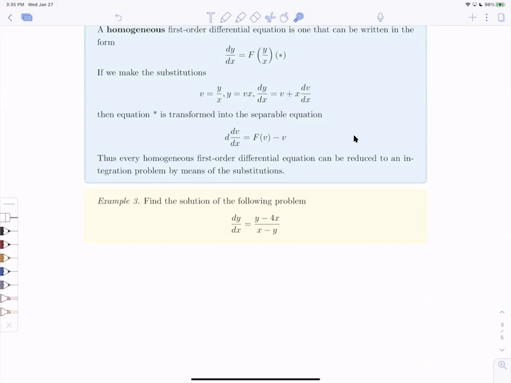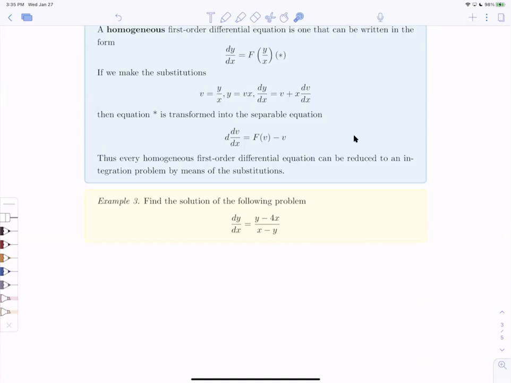Did I talk about separable equation? Let me think. You don't remember? Yeah, separation of variable. I did, right? We talked about it last time. Okay. So if you make the substitution, then we transform this into a separable equation, which means you can use separation of variable to solve it.